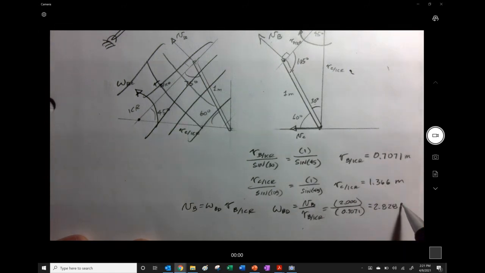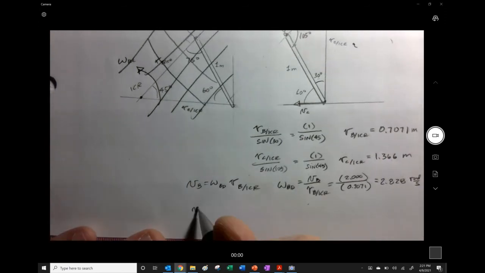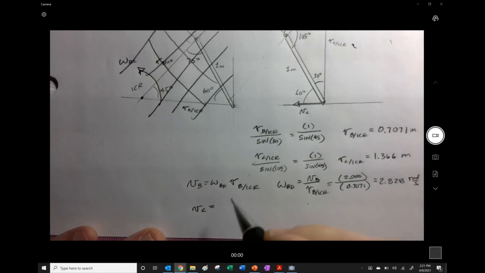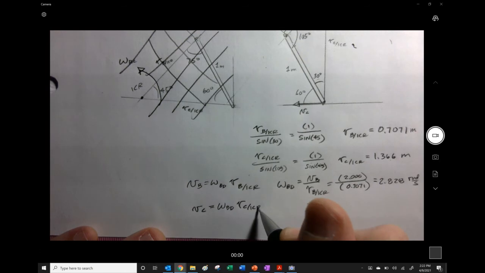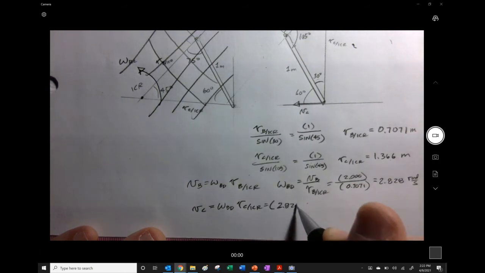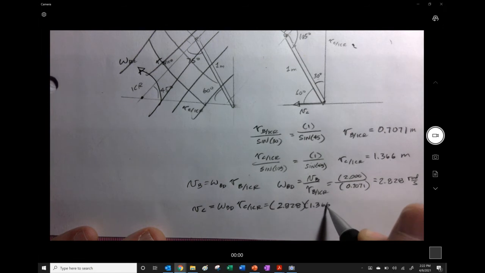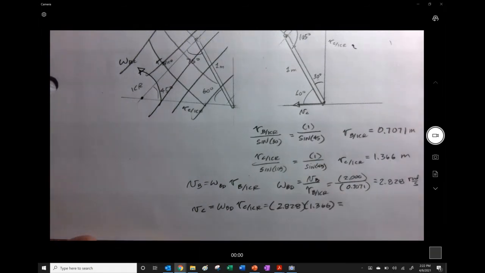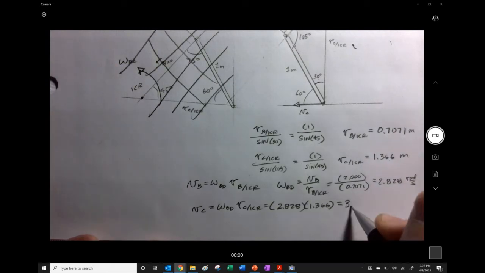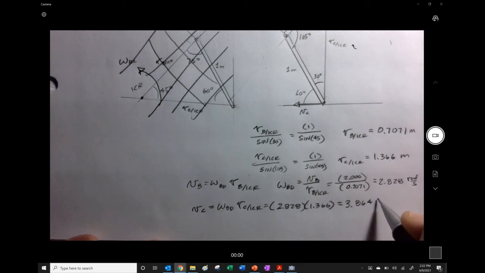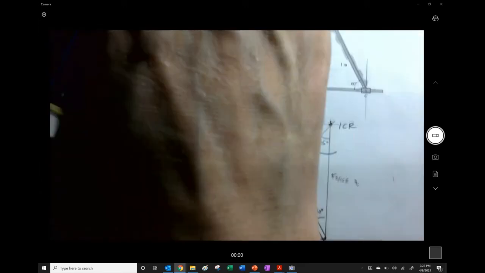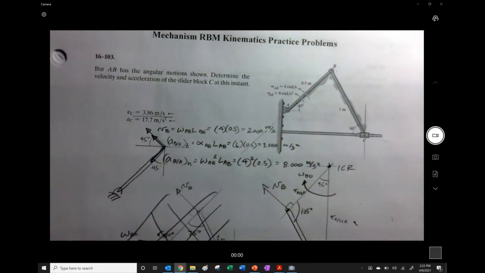2.828 radians per second. And then if we want the velocity of C, that's going to be omega BD times RC with respect to ICR, or 2.828 times our 1.366. Come on, cross your fingers. Boom, we get 3.864 meters per second, and that matches up with what I'm saying is the solution. And yes, I was saying the correct direction for that.